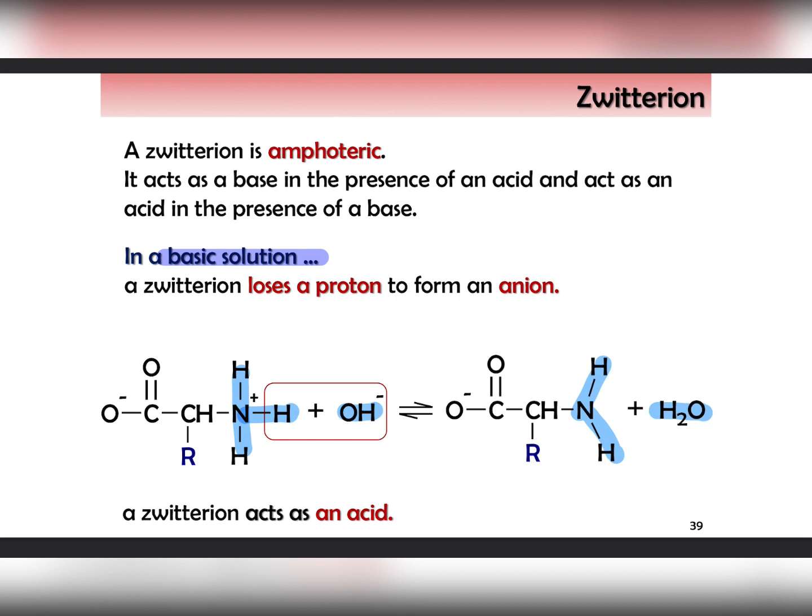So in basic solution, the zwitterion, since the zwitterion is amphoteric, will act as an acid. So what is the role of an acid? It will lose a proton, or donate a proton, to form an ion. Why an ion? We will see later. So this part, because in basic solution it becomes the acid, is the one that will donate or lose the proton.